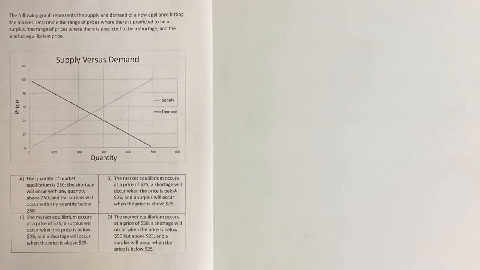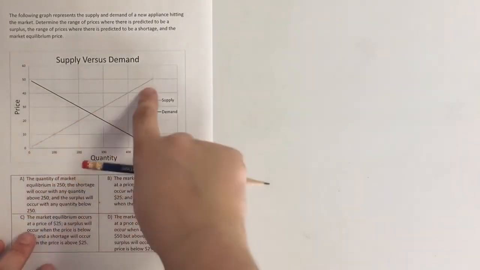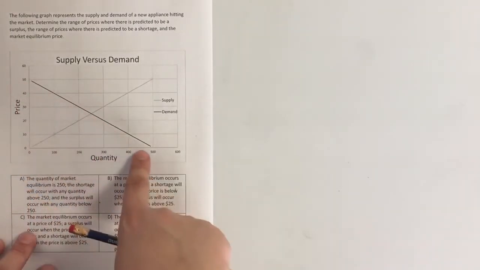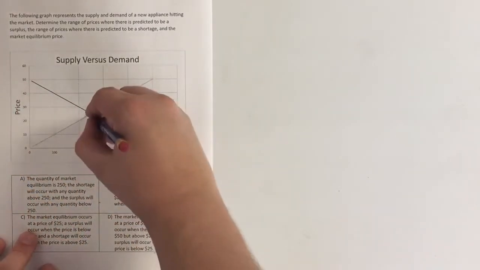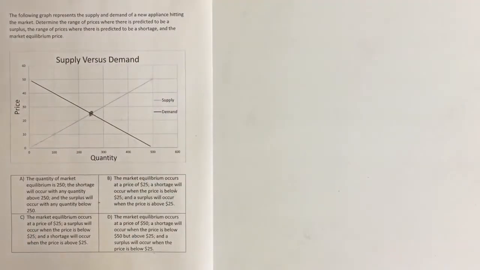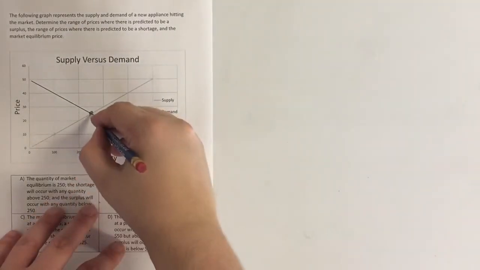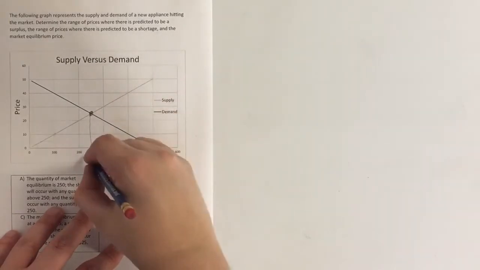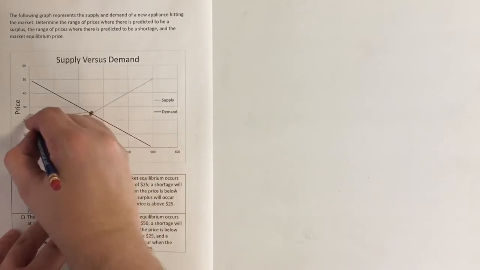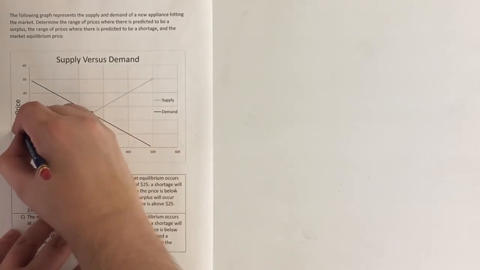The market equilibrium is the point where there is a balance of how much a company is willing to create of an item at a certain cost, the supply line, and the cost a customer is willing to pay for an item, the demand line, here. The market equilibrium is creating 250 items at a cost of $25.